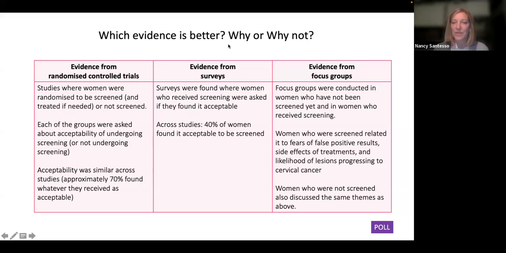So I hope people had some time to read. We had evidence from some randomized control trials, some from surveys, and some from focus groups. And we want to know about the acceptability of being screened or not. So I'm just going to run the poll. Choose which one you think is better, and then we'll have a little bit of a discussion about why or why not. So let's just see if this poll will actually go. Let's launch this poll.